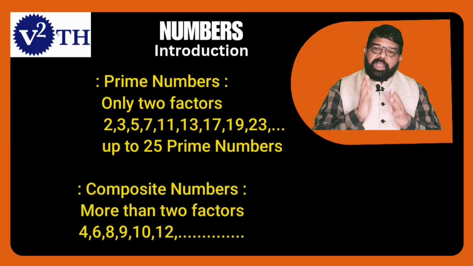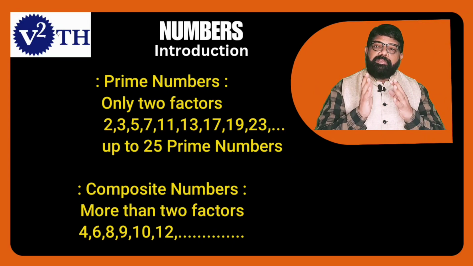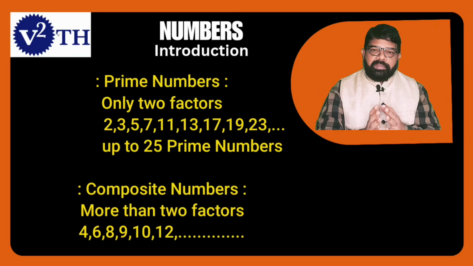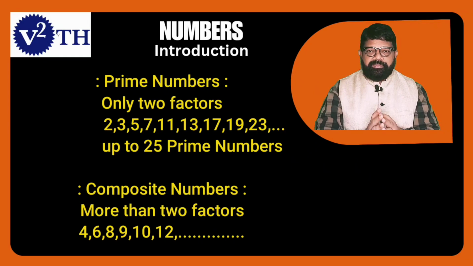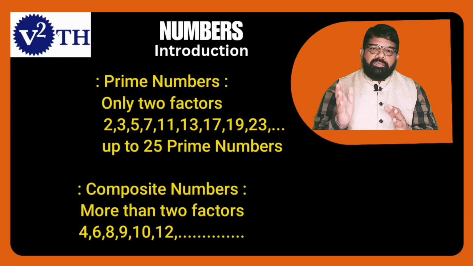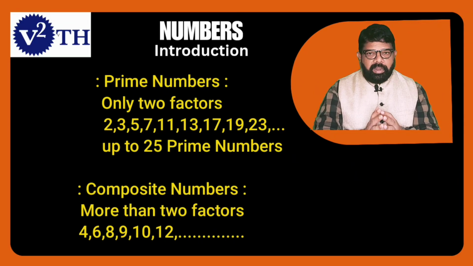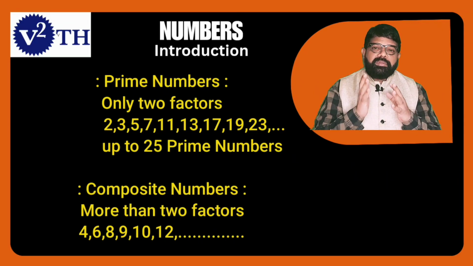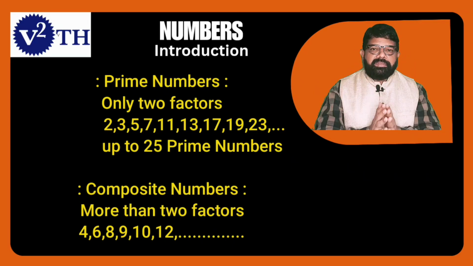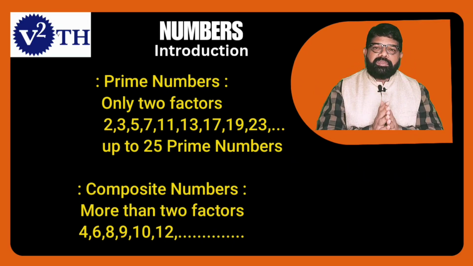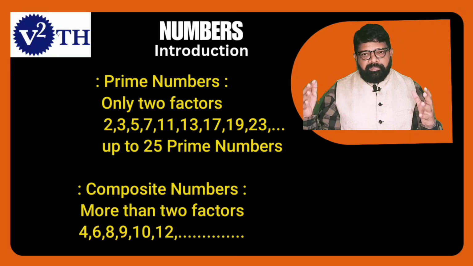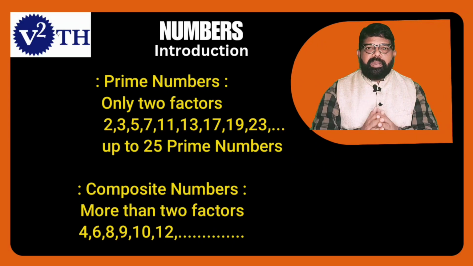Up to 100, 25 prime numbers are there. Those 25 prime numbers you have to put in your mind by practicing. They are very useful for doing calculations of arithmetic and also for some topics of reasoning. You have to remember the list of prime numbers up to 100. 25 prime numbers are there: 2, 3, 5, 7, 11, 13, 17, 19, 23, 29, 31, 37, and so on.